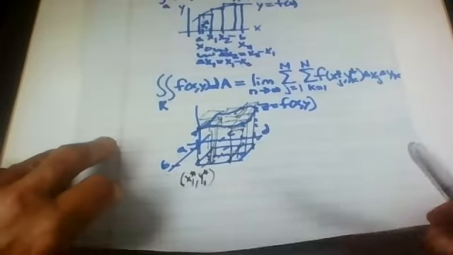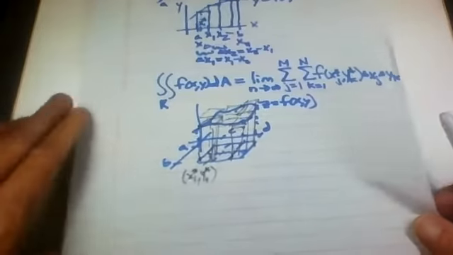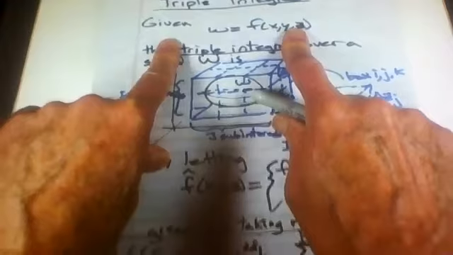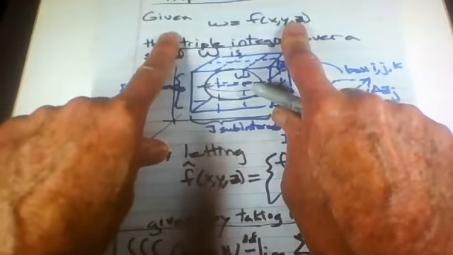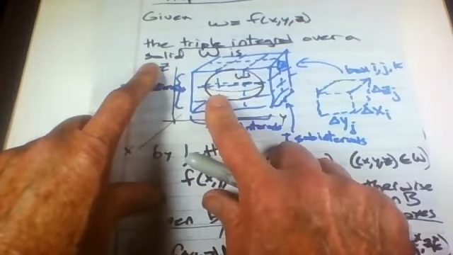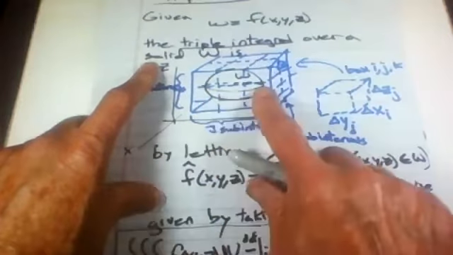Because now it's time to extend it one more level. Suppose we have a function of 3 variables now. We did 1 and 2 variables. Why can't we do a triple integral? The triple integral over a solid W, we'll do this in analogy to last time. So this time the domain is a solid.